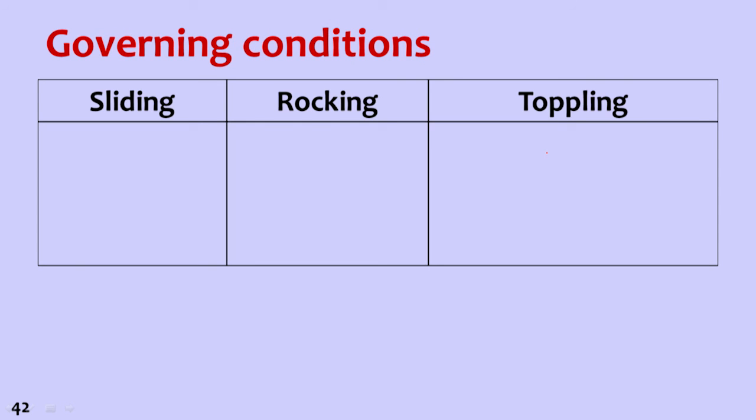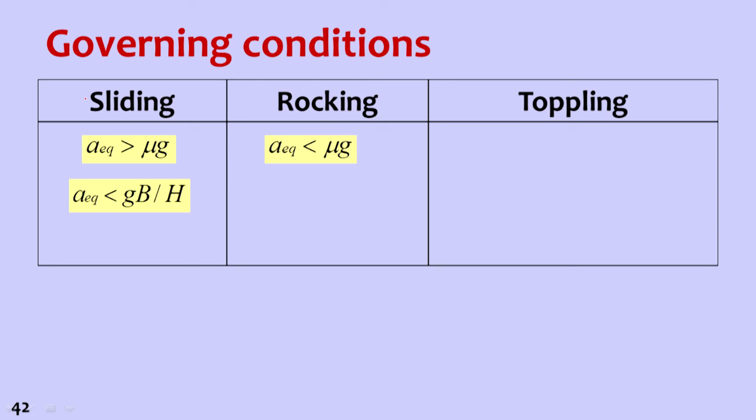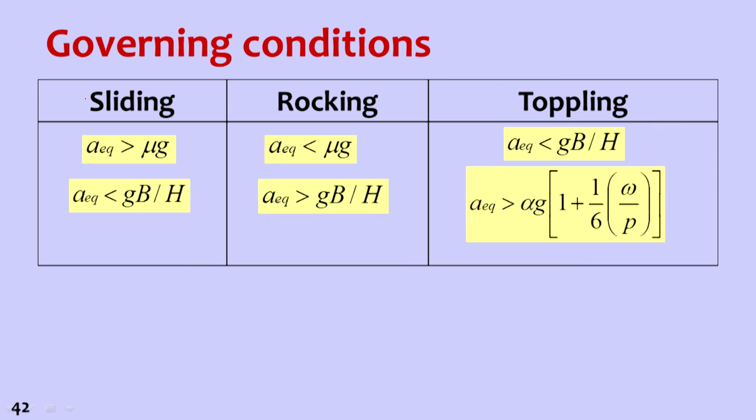Now the governing conditions for sliding, rocking and toppling. For design, if acceleration is greater than friction times gravity, and acceleration is less than gravity times aspect ratio, when these two conditions are met, then sliding takes place. When acceleration is less than mu times gravity and greater than g times aspect ratio, rocking takes place. And toppling is this condition: acceleration is less than g times aspect ratio, as well as greater than alpha g times 1 plus 1 by 6 into omega by p. So these are the governing conditions.